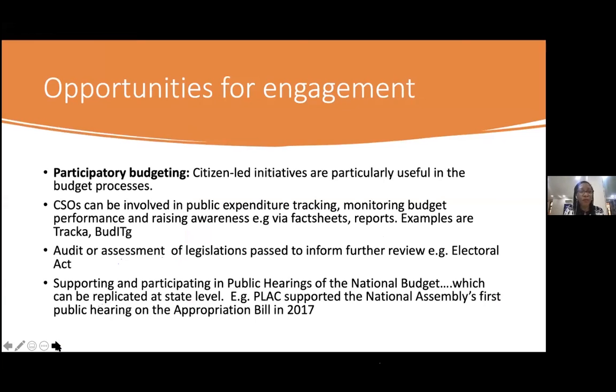Then budgeting is also another opportunity for engagement and participation in the legislative process. So citizen-led initiatives are useful in the budget process. Civil society organizations can be involved in public expenditure tracking, monitoring budget performance and raising awareness through fact sheet reports, for example, Tracker and Budget. I'm sure most of us are familiar with the work of Tracker and Budget.